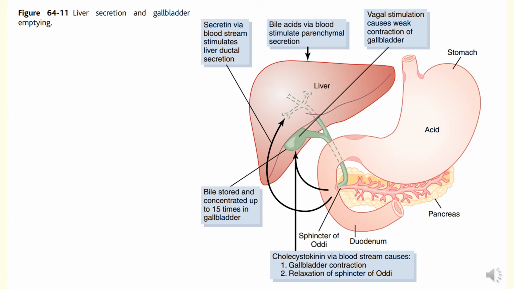Secretin via the bloodstream stimulates liver ductal secretion. Bile acids via blood stimulate parenchymal secretion. Vagal stimulation causes weak contraction of the gallbladder. Bile is stored and concentrated up to 15 times in the gallbladder. Cholecystokinin via the bloodstream causes gallbladder contraction and relaxation of the sphincter of Oddi.